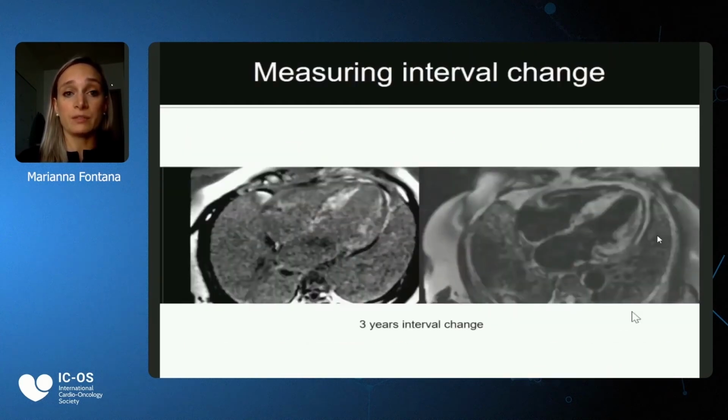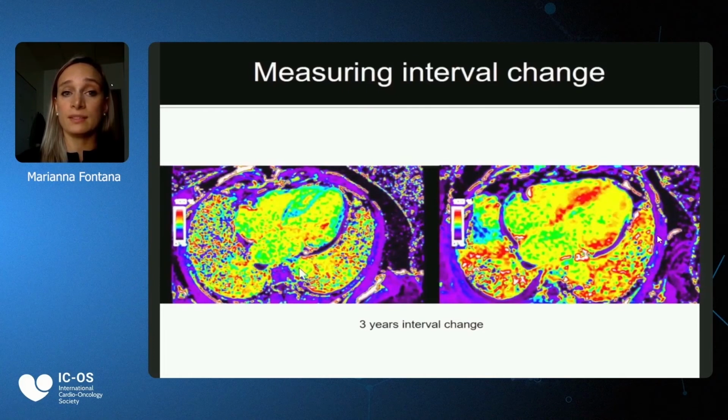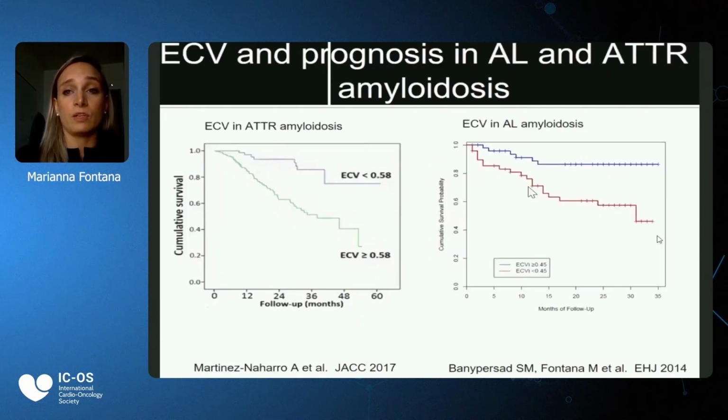And if we go back to the image I've shown you before, but now instead of showing the late gadolinium enhancement I show you the extracellular volume map, you can see that the difference is striking. On the left, the myocardium is green; on the right, the myocardium is red. And by drawing a simple region of interest, you can see that there has been a significant increase in the extracellular volume from 45 to 67%.